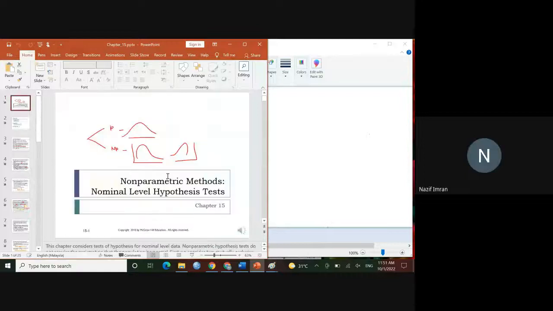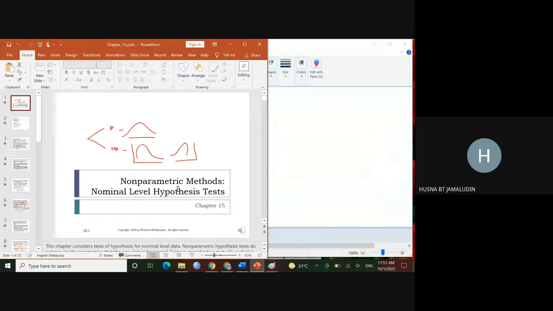So this is about non-parametric methods. Whatever you have learned before is all about parametric. Parametric and non-parametric are definitely two different methods. In non-parametric, we don't really have any assumptions, while parametric is a very strict method of statistics.